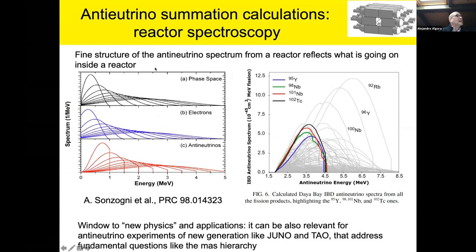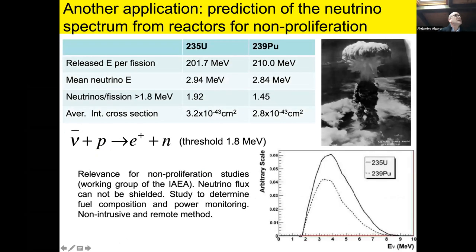But apart from that, the major goal could be that at the end, you might see the final structure of the antineutrino spectra, which will reflect what is going on inside the reactor. And this can also be relevant for non-proliferation applications. We are not yet there, that you can put an antineutrino detector outside the reactor and disentangle if there are illegal manipulations with the fuel.